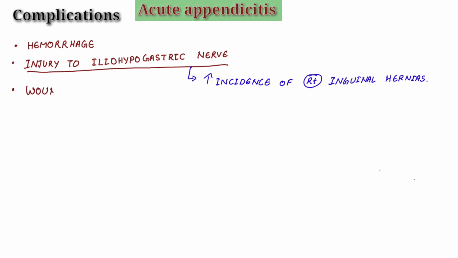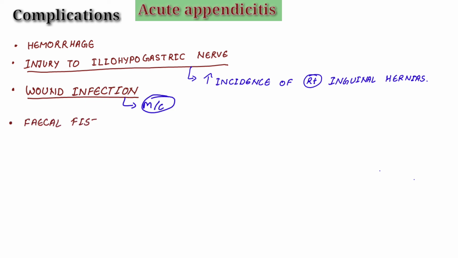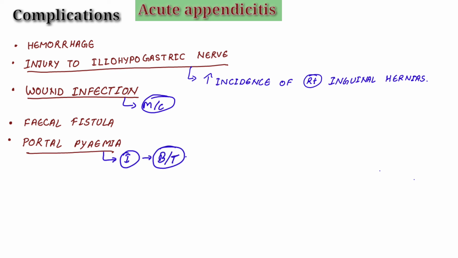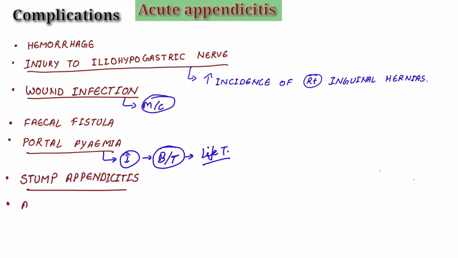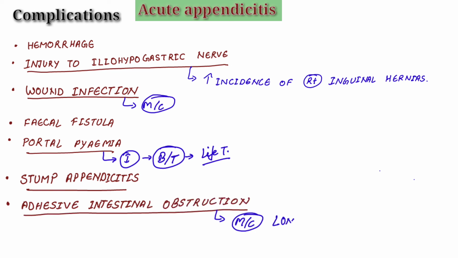Next is wound infection. This is the most common. There can be fecal fistula, there can be portal pyemia. Portal pyemia is when infection spreads into the biliary tree, and this can be a life-threatening condition as well. Next is stump appendicitis and adhesive intestinal obstruction. This is the most common long-term complication.